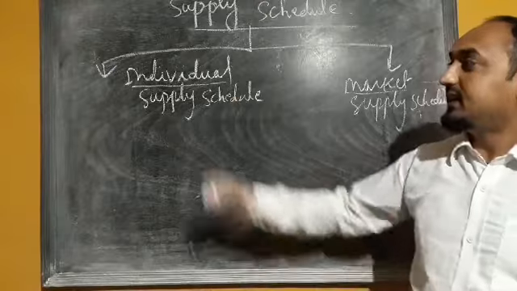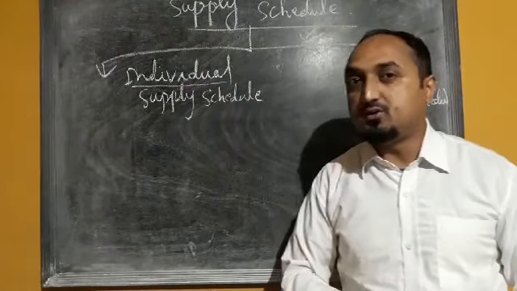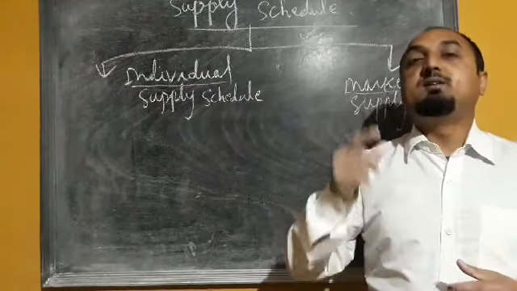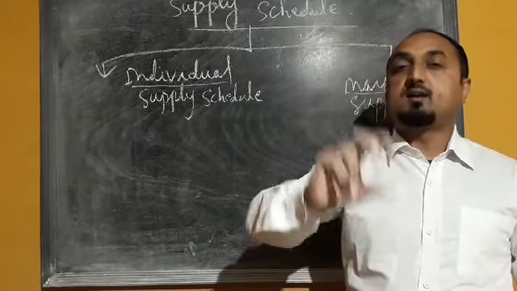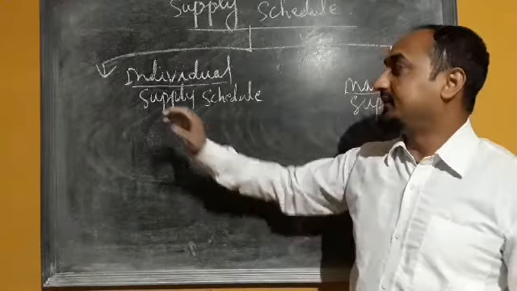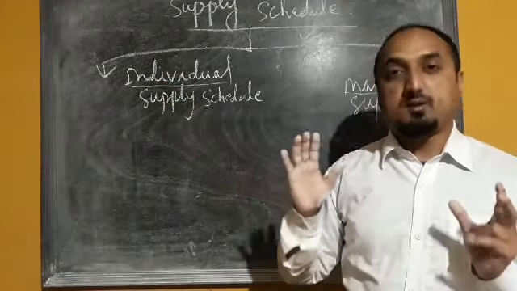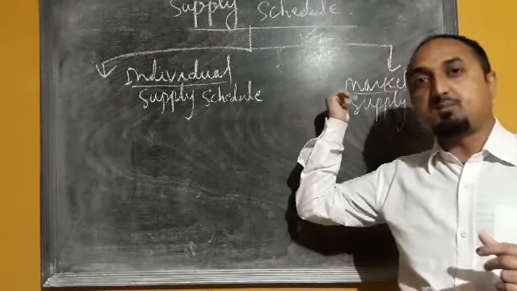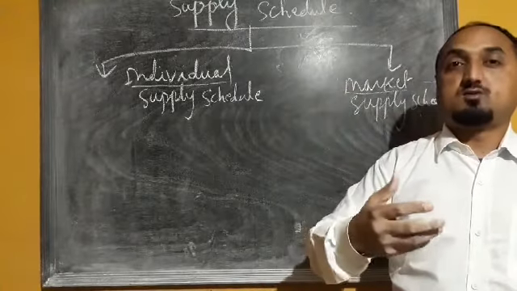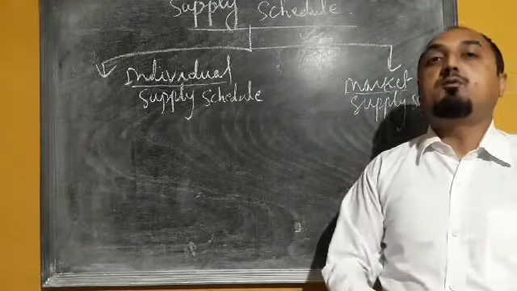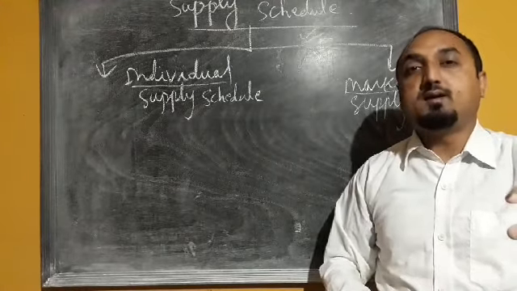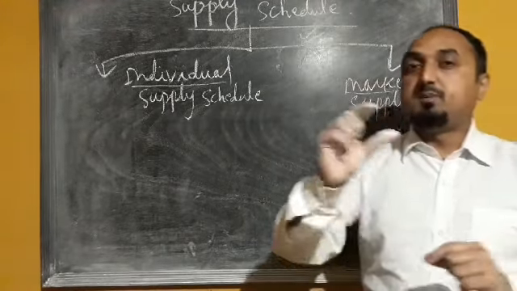So the difference is that in the case of an individual supply schedule, whatever quantity is being supplied by an individual producer at different prices at a given period of time, that is your individual supply schedule. Whereas in the case of a market supply schedule, many producers or all the producers are willing to produce and offer for sale at different prices during a given period of time.